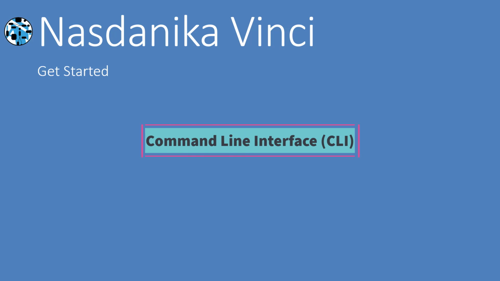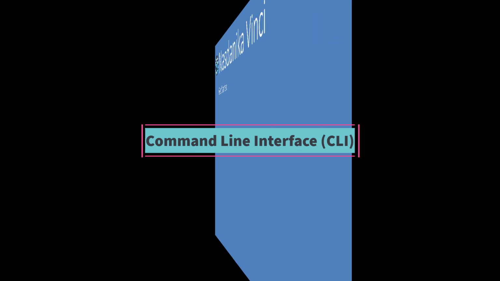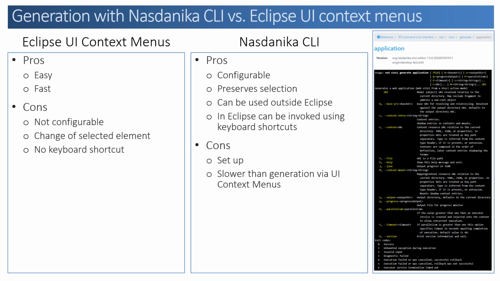In this section we will generate our website using Nasdanika Command Line Interface or CLI. So far we've been generating the website using context menus of the root node. This approach is pretty straightforward and fast. However, it doesn't allow to provide configuration values. It also requires to switch the selected element to the root action.